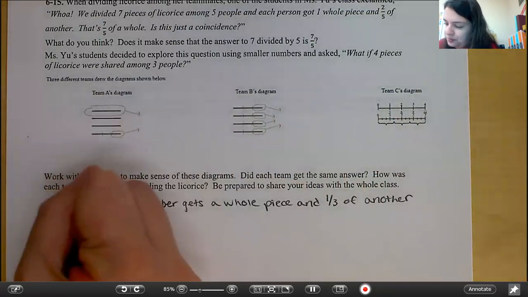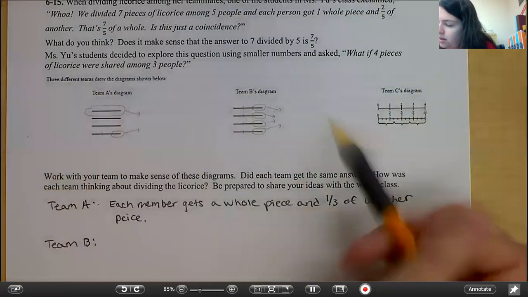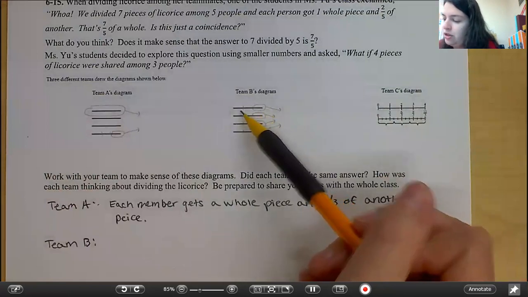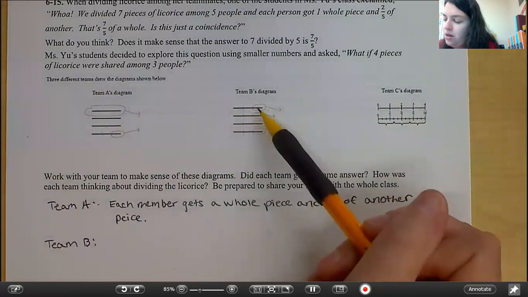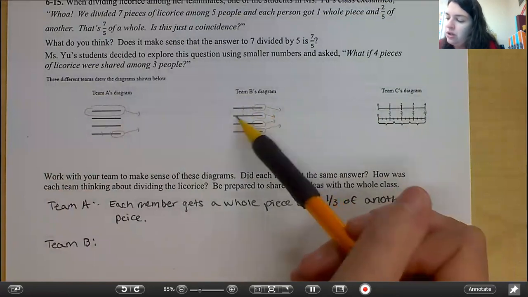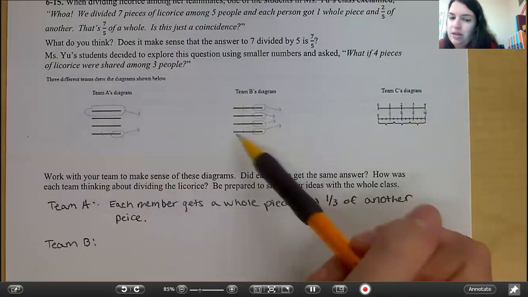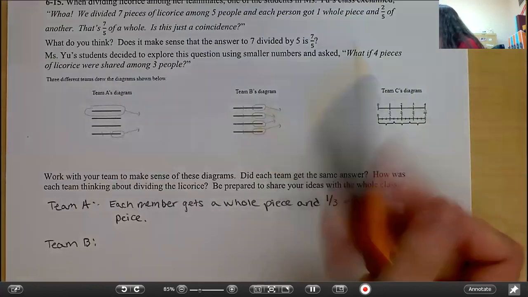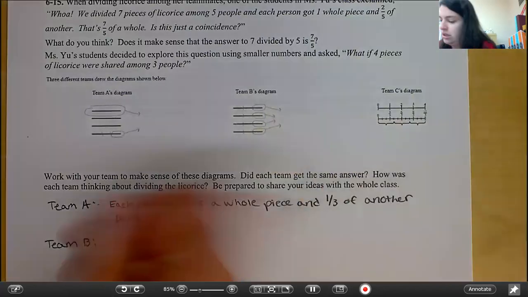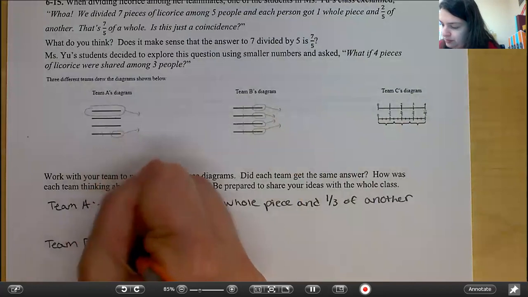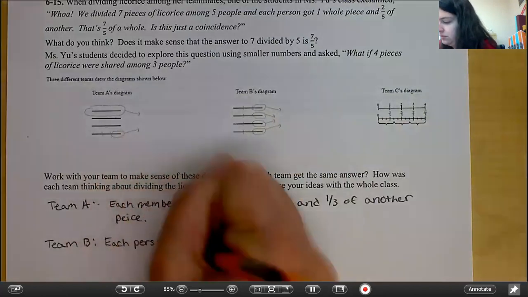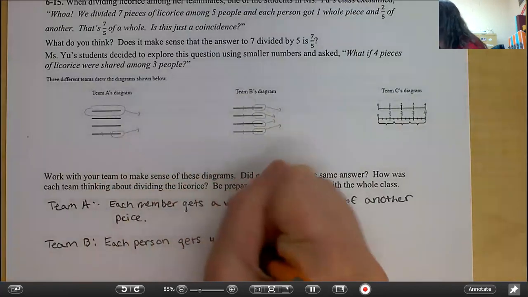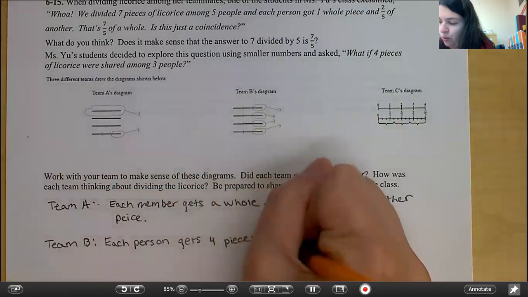Team B. This is showing us that Team B split each piece of licorice into thirds because there are 3 people on their team. So if each licorice is split into thirds, that means each team member is getting 1/3 of each piece. So in total, each person gets 4 pieces that are 1/3 long.